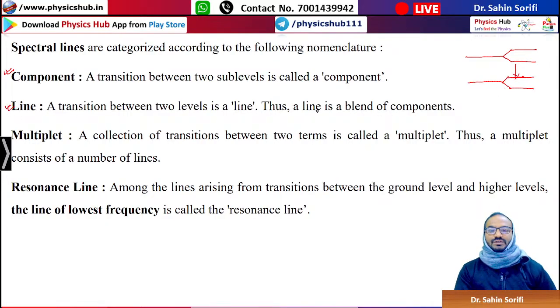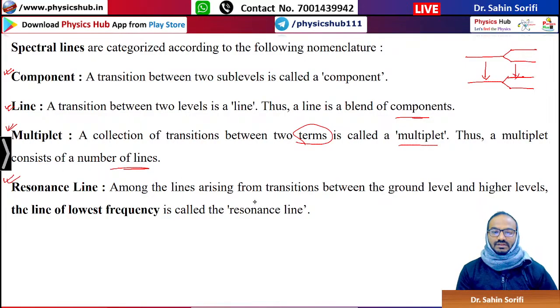Line: a transition between two levels is called a line. Thus a line is a blend of components. Multiplet: a collection of transitions between two terms is called a multiplet. A multiplet consists of a number of lines. Then what is a resonance line? The line of lowest frequency is called the resonance line.